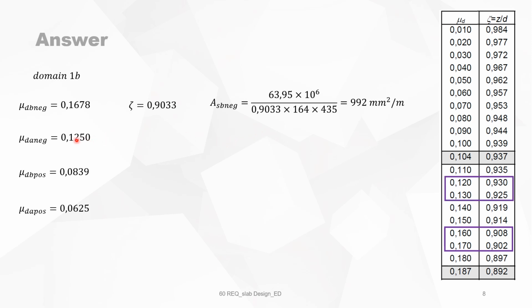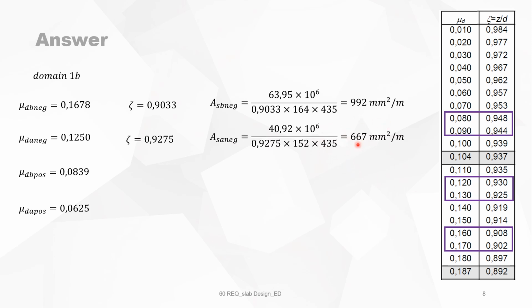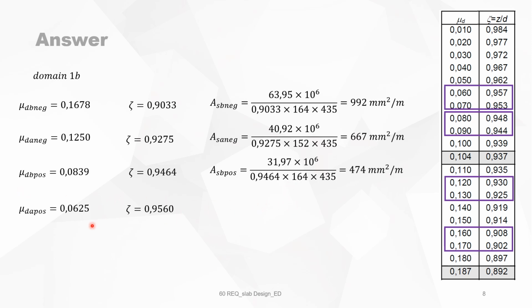Then we look at mu d for the reduced bending moment for the negative bending moments in A direction. Between those two figures, interpolation gives you 667 square millimeter per meter. And then we do the same for mu d in the positive bending moments in the B direction. And then at last for the positive bending moments in the A direction.